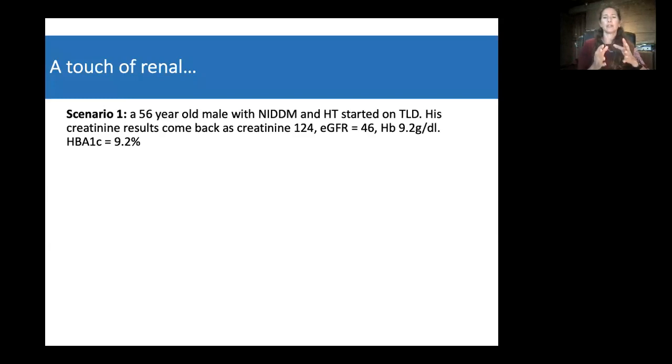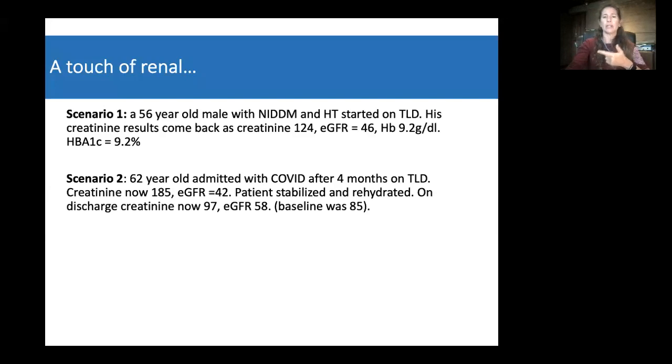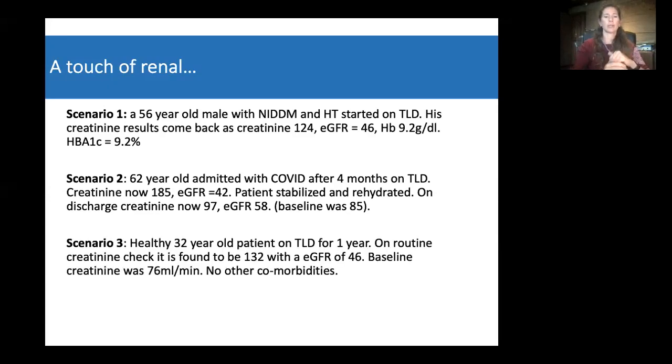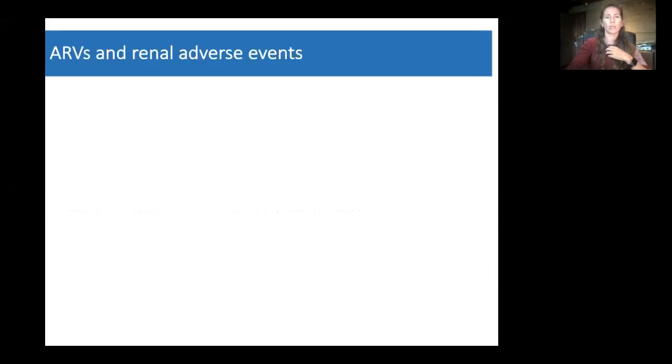We're going to go through 3 scenarios at the end, but I'm going to cover a little bit of theory first. The first scenario is a patient who comes in already with a disturbed renal function. The second is a patient who's on TLD, who comes in sick, admitted with COVID in this case, whose creatinine is high. And the third is a patient who is healthy and well, and then suddenly their creatinine goes wayward.